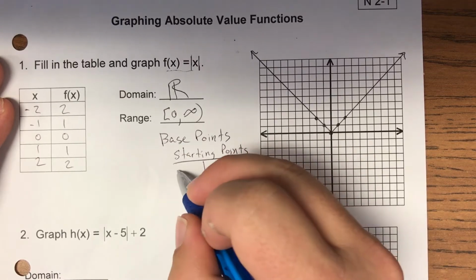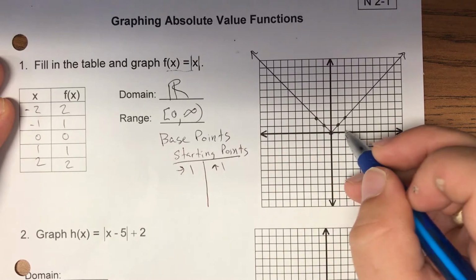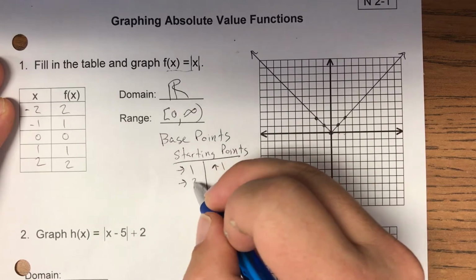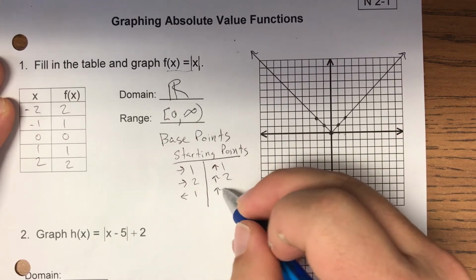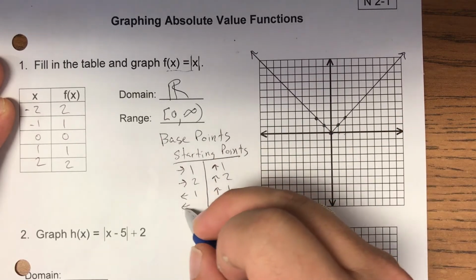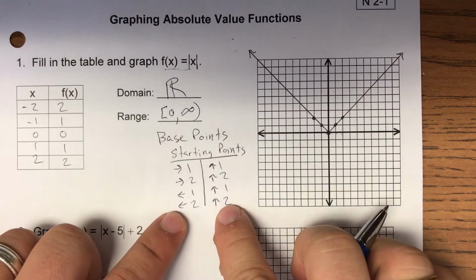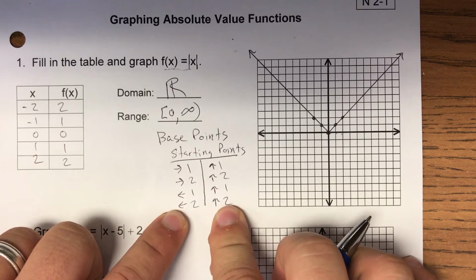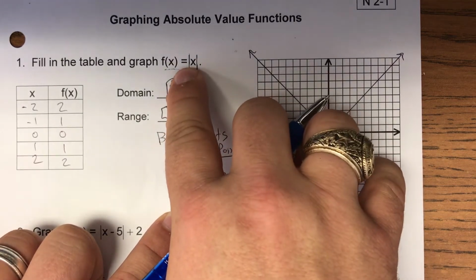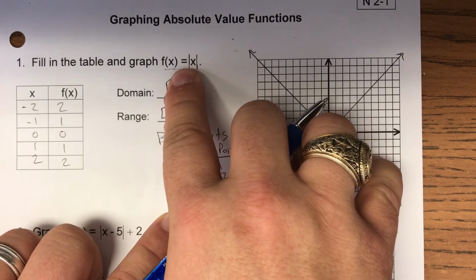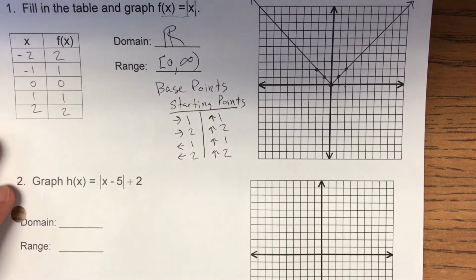if I were to go right 1 from the starting point, I go up 1. If I go right 2 from the starting point, I go up 2. If I go left 1, I'm going to go up 1, and if I go left 2, I'm going to go up 2. These are my base points, and these points will always be the same for every single absolute value function graph unless there is some sort of number in front of the absolute value that will reflect over the x-axis or vertically stretch it or vertically compress it. But we'll get there in a little bit.